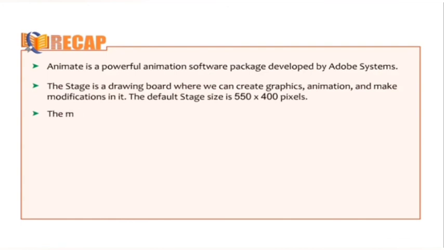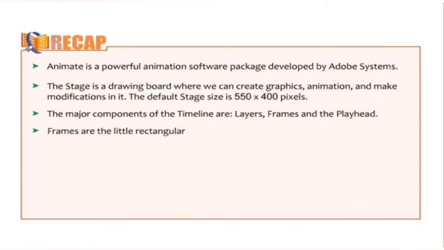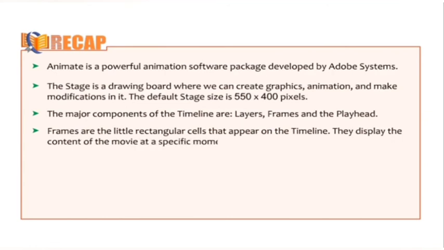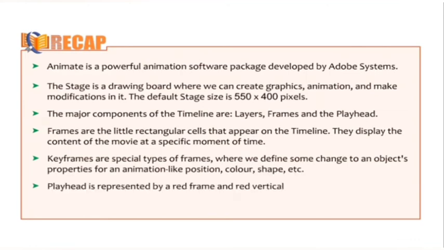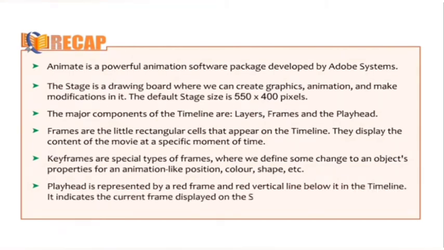The major components of the timeline are layers, frames, and the playhead. Frames are the little rectangular cells that appear on the timeline. They display the content of the movie at a specific moment of time. Keyframes are special types of frames where we define some changes to an object's properties for an animation like position, color, shape, etc. Playhead is represented by a red frame and red vertical line below it in the timeline. It indicates the current frame displayed on the stage. It moves from left to right as the movie is played.